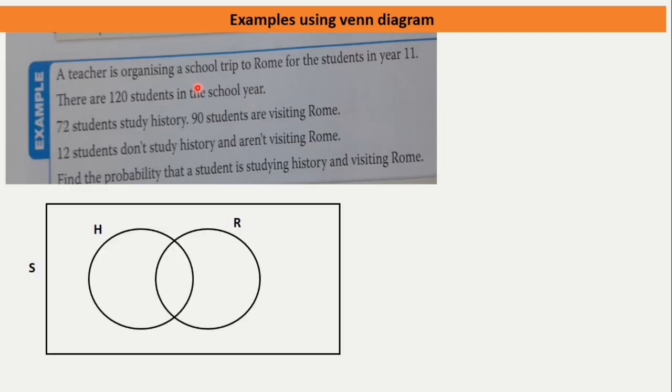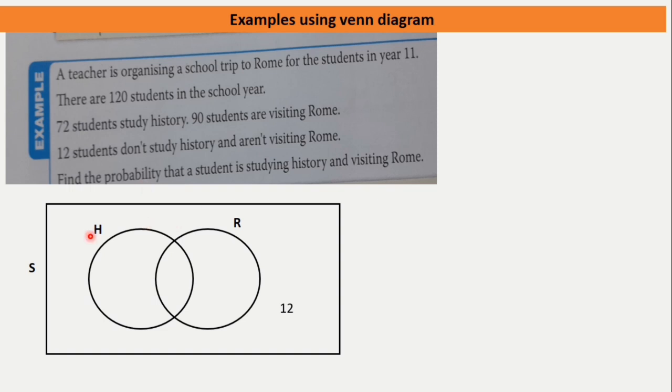Here another example. A teacher is organizing a school trip to Rome for the students in the year 11. There are 120 students in the school year. Let's display this information in a Venn diagram. So this rectangular box stands for the school, our universal set. 72 students study history. So all the elements in this H circle will be 72. 92 students are visiting Rome. So all the elements in this R circle will be 92. 12 students don't study history and are not visiting Rome. So this 12 we write outside the two circles, inside the box somewhere here.